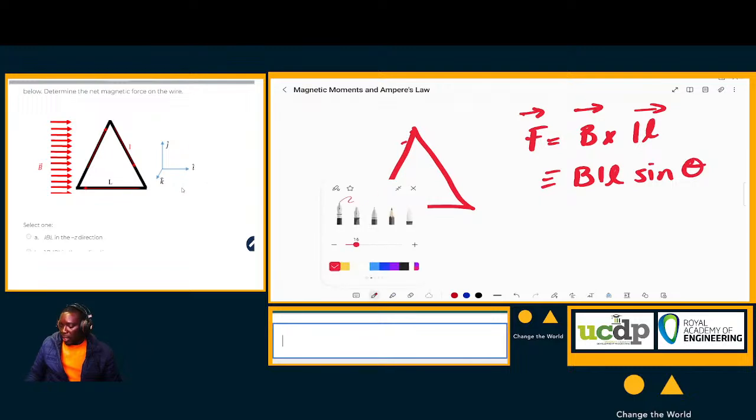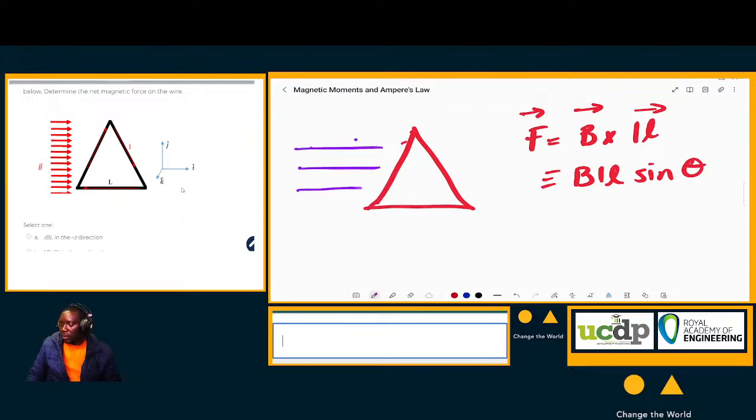So what does that mean? If we have our field in this direction, we know that the angles of this equilateral triangle are equal, and because it's equilateral, they are 60 degrees each.